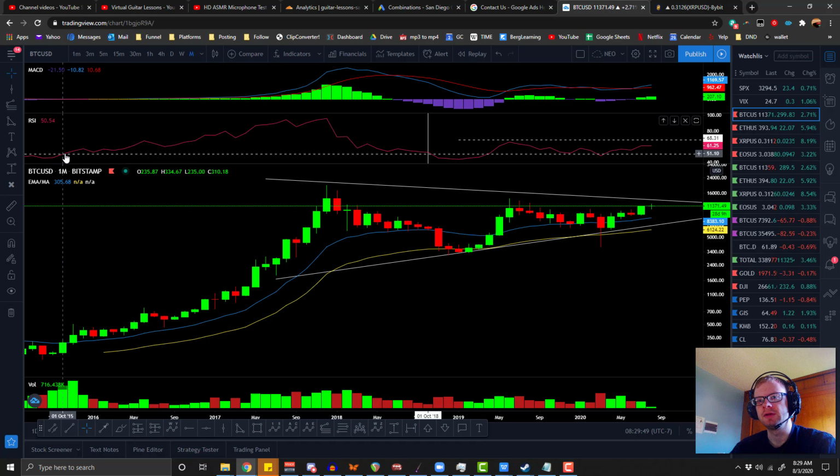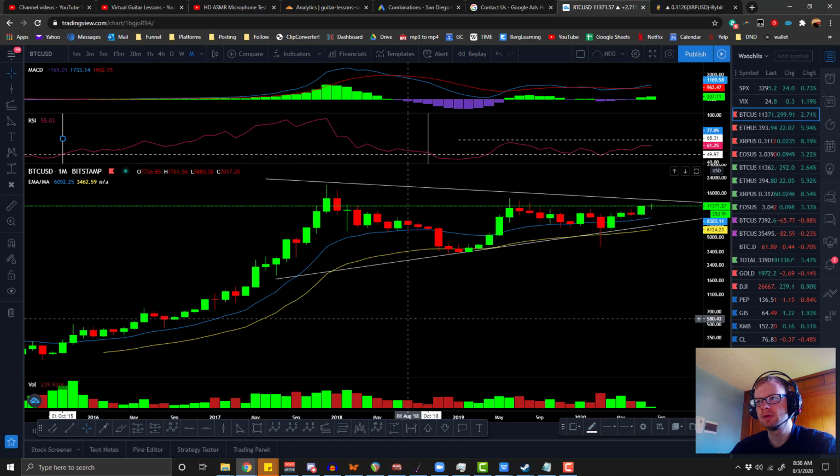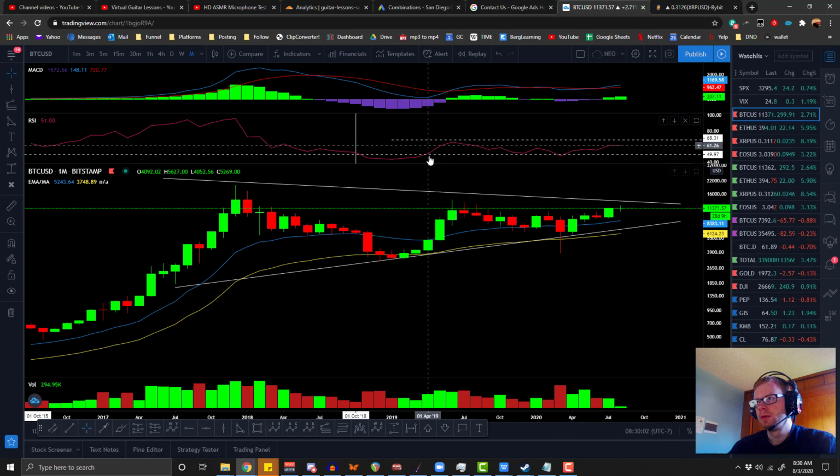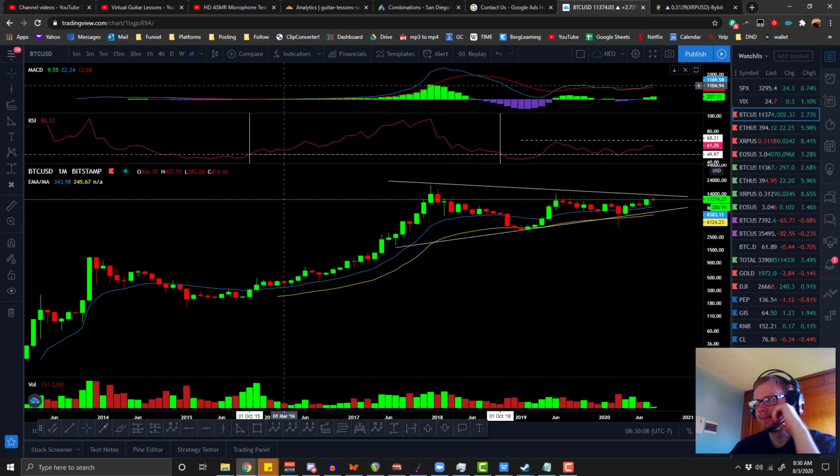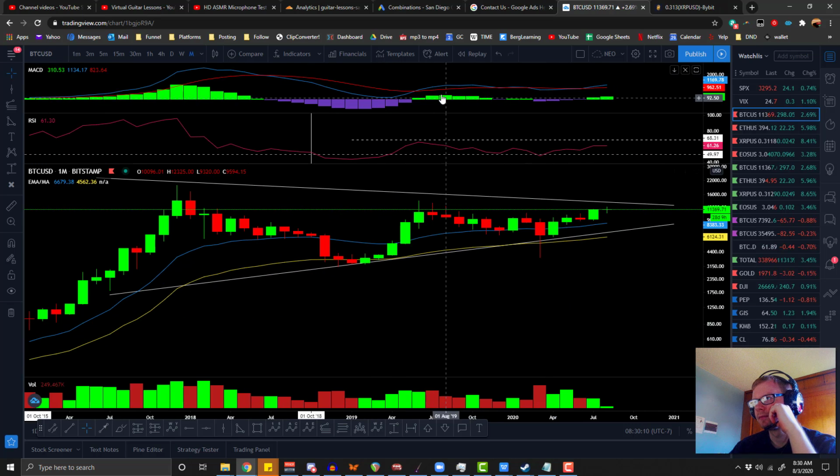And when it gets above the 50, as you can see right here, this is when it just took off. It went above the 50 and started going up. And the same thing happened here. Whoosh. Anyway, let's go ahead and look at the MACD.